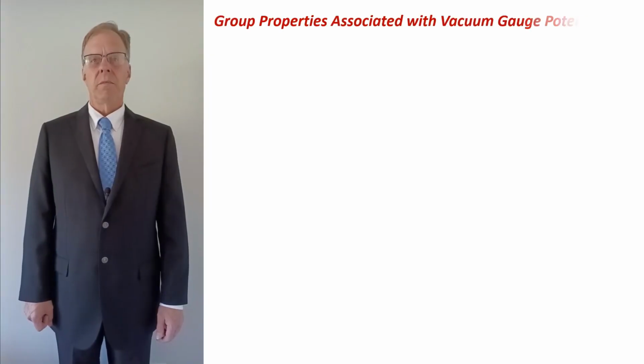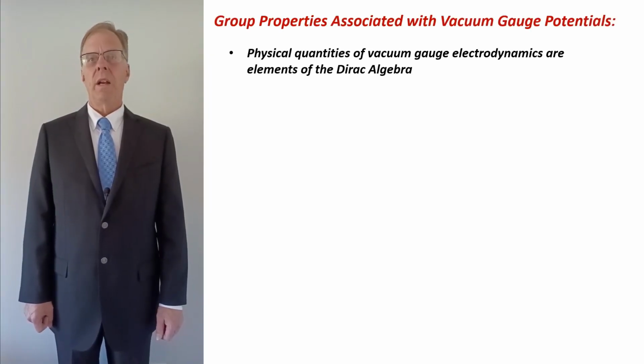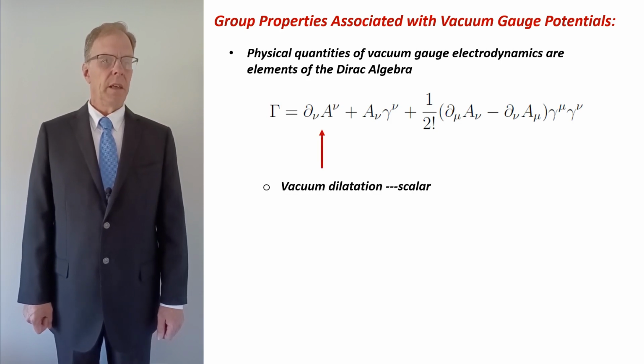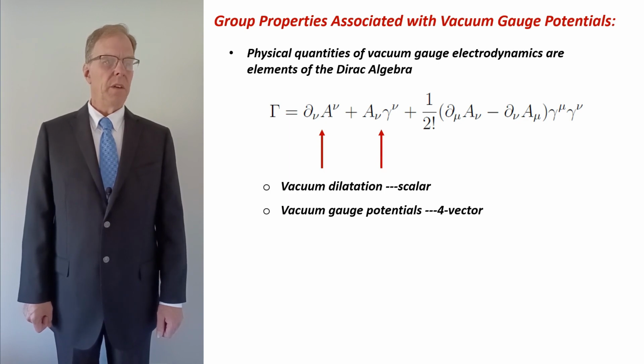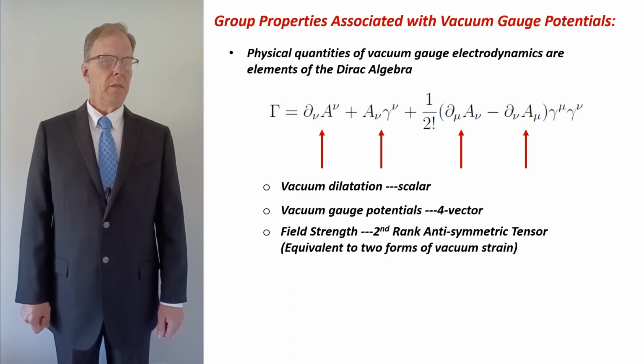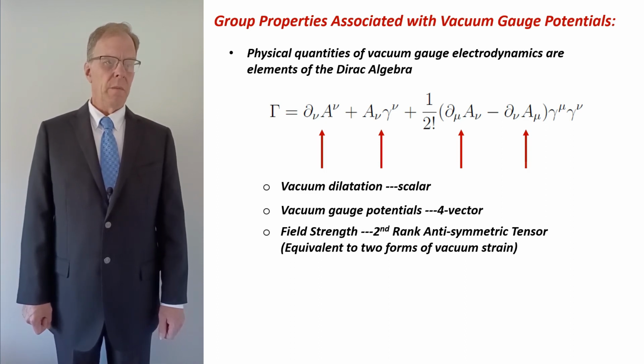For starters, it's important to mention that all the physical quantities defined in the vacuum gauge become elements of a Dirac algebra when operated on by Dirac gamma matrices. In this formula called capital gamma, the vacuum dilatation is a Lorentz scalar, the vacuum gauge potentials are a 4-vector, and 2 forms of vacuum strain result in the antisymmetric field strength tensor. Of course, pseudoscalars and pseudovectors are absent here, so our theory represents a subspace of the Dirac algebra.